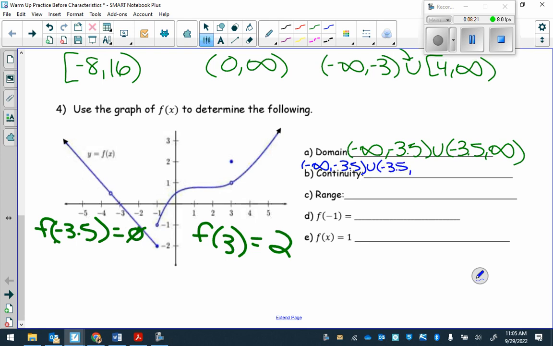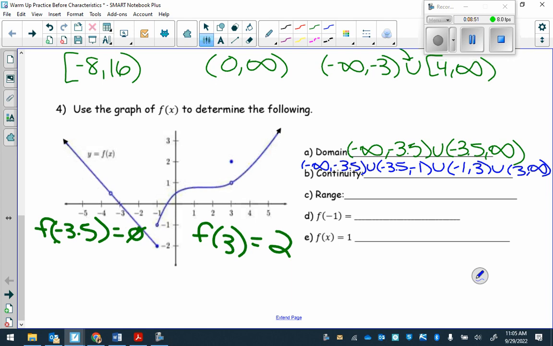Negative 3.5 to where? Negative 1, good. Then where? Good. And then? Good. Okay. So look at even the difference between that, right? There's more intervals with every break, as opposed to the domain only took care of this hole here. Okay? All right. What would the range be?